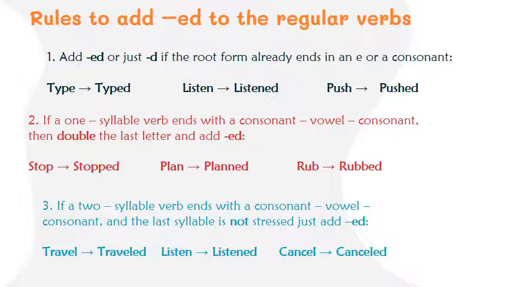Number 3, if a two-syllable verb ends with a consonant, vowel, consonant. Maybe the verb is made up of more than one syllable, but it has a short vowel sound at the end with a consonant, vowel, consonant, but we do not stress on it. Pay attention here. We do not stress on it, then I should not double it. Like travel, traveled. I'm not stressing on the L. I'm not saying it traveled, no, I'm saying it traveled. So I'm not stressing on it. I do not double it. Listen, listened. Cancel, cancelled. So here there is no stressing, so I do not double the last consonant.